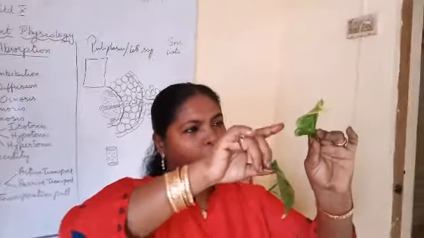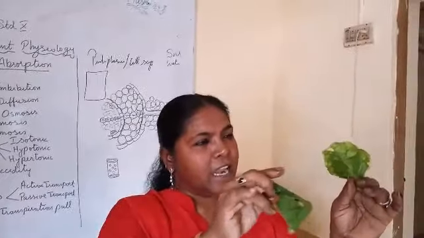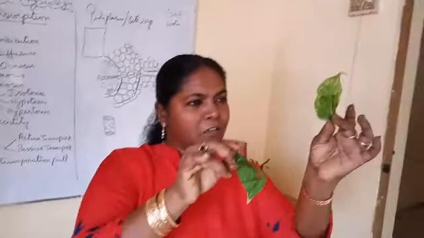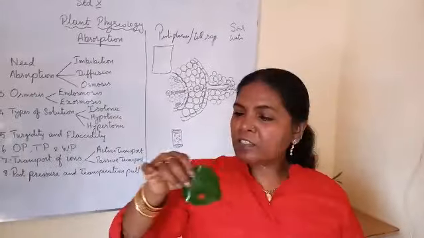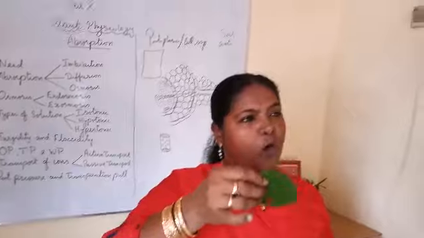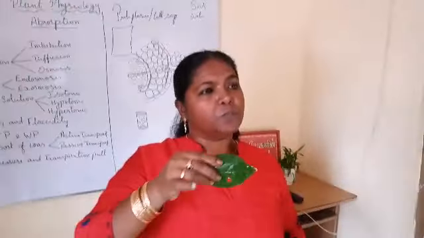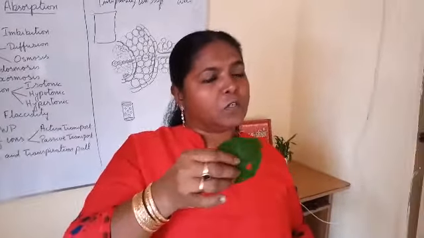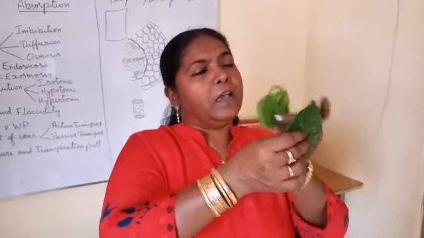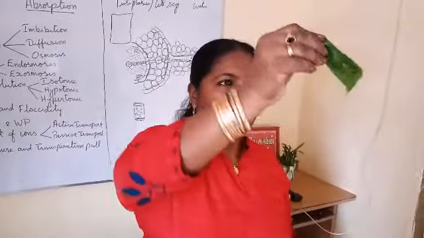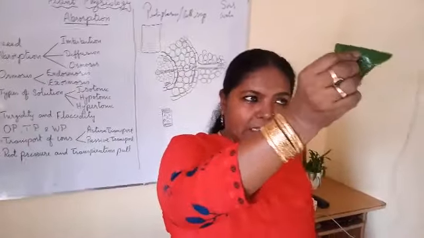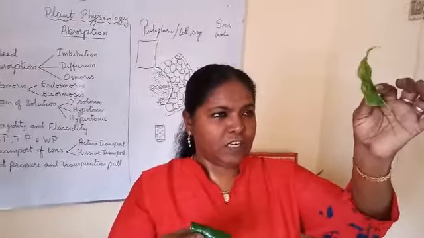Turgidity: when the water enters into the cell, it bulges and becomes turgid. Because of that only it is stiff. And in exosmosis, the water content is less in salt water, so water from the cell sap comes out, and because of that this leaf becomes flaccid. So this is flaccidity, this is turgidity.